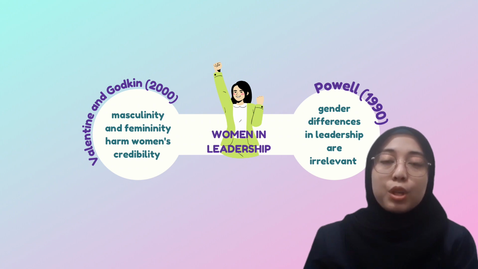Stereotyping is at the roots of why gender is generally seen as the most important indicator of leadership style. Valentine and Goldkin 2000, for example, cite a large body of research suggesting that socially induced assumptions about masculinity and femininity harm women's credibility as leaders. Females are stereotyped whenever they hold a leadership position, which affects how they behave, as they are constantly compared to the male style of leadership.